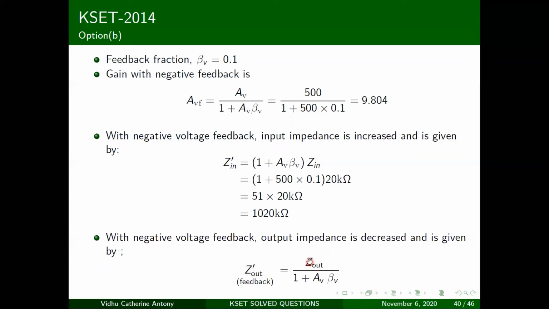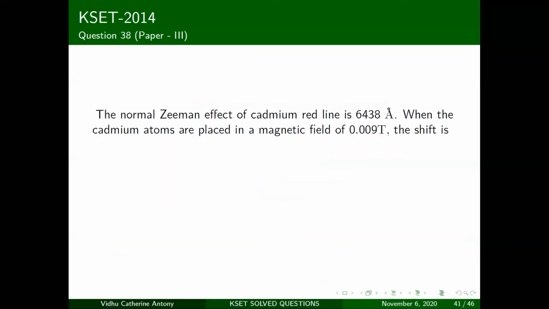Z out is basically the output impedance without the feedback, and Z out prime is the output impedance with the feedback. So for input impedance you have to multiply, and here you have to divide. Okay, so let's look at this.